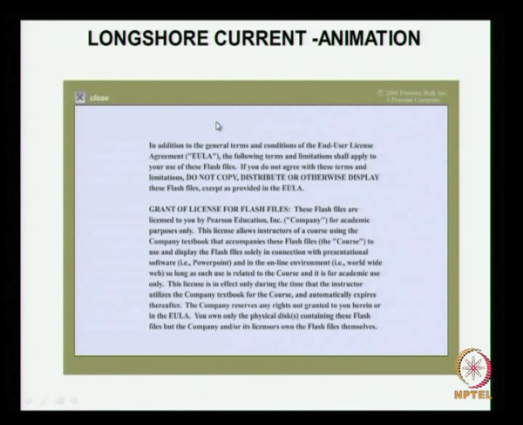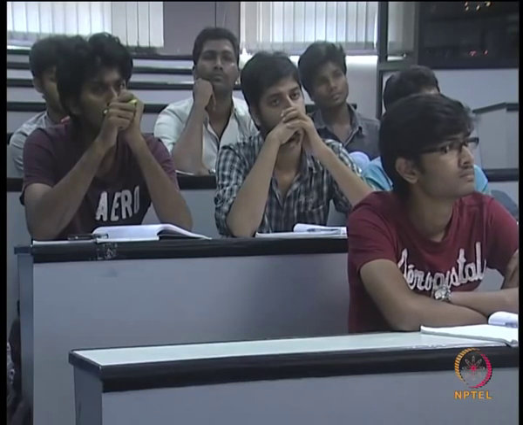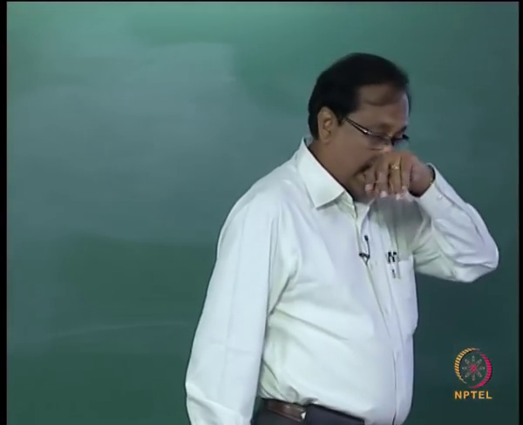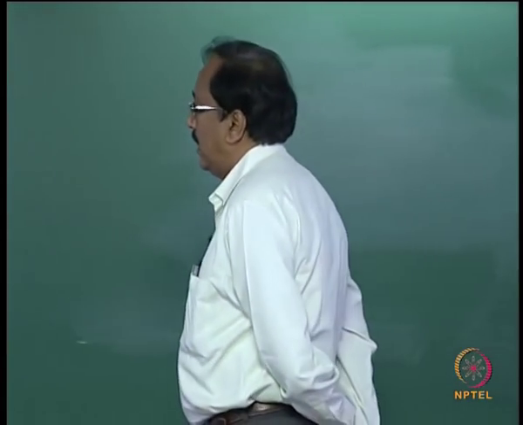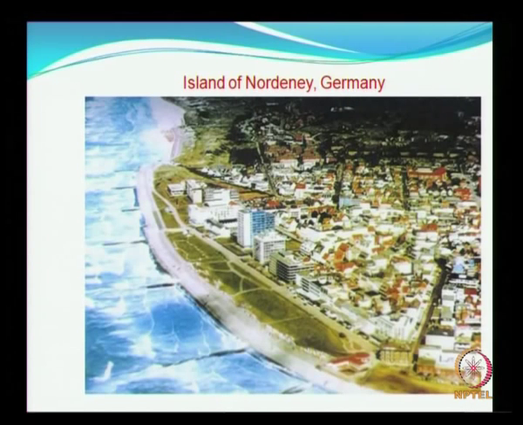And with this, I'm sure that this has helped us in understanding the physics behind the longshore current and its effect on structures, nearshore structures. Because it is always better to have a look at some of the pictures in order to understand the effect of these groins. So this is somewhere in North Germany, in the North Sea, where the island of Norderney belongs to Germany. It's a tourist place, and the entire island is protected by a groin field, as you can see here.